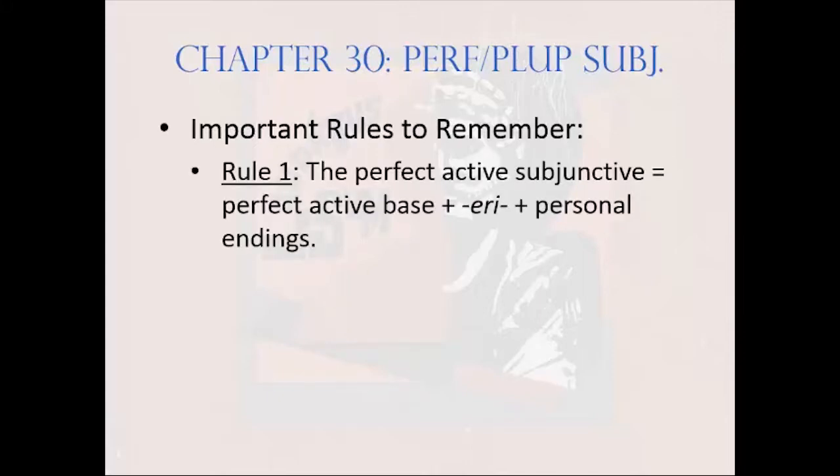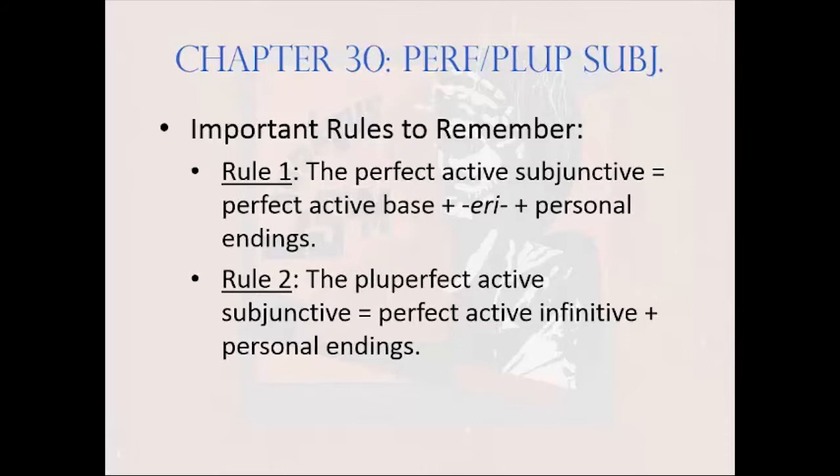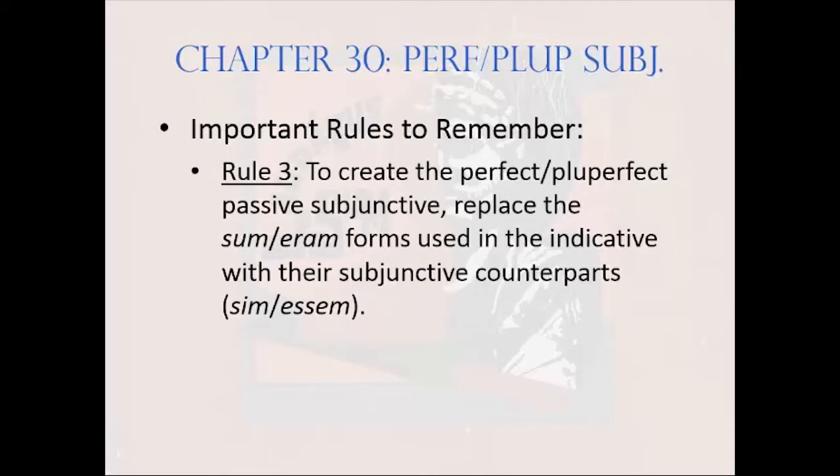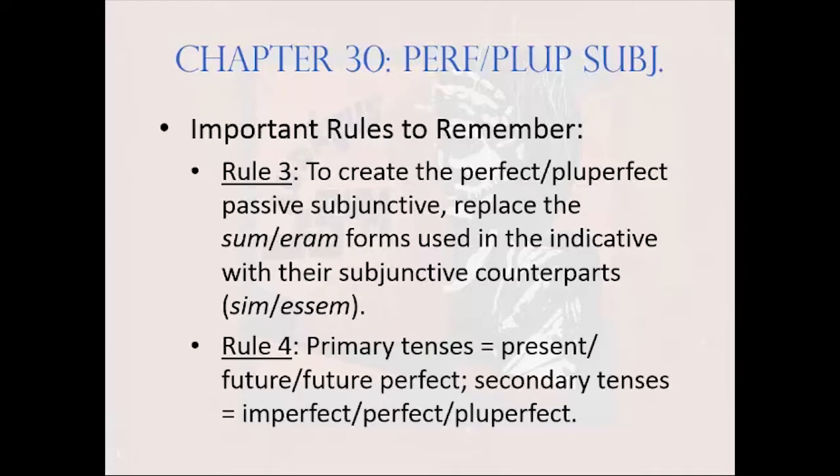Rule 1. The formula for the perfect active subjunctive is the perfect active base plus ERI plus personal endings. Rule 2. The formula for the pluperfect active subjunctive is the perfect active infinitive plus personal endings. Rule 3. Perfect and pluperfect passive subjunctive forms are created by replacing the indicative sum and eram with their subjunctive counterparts, sim and essem.